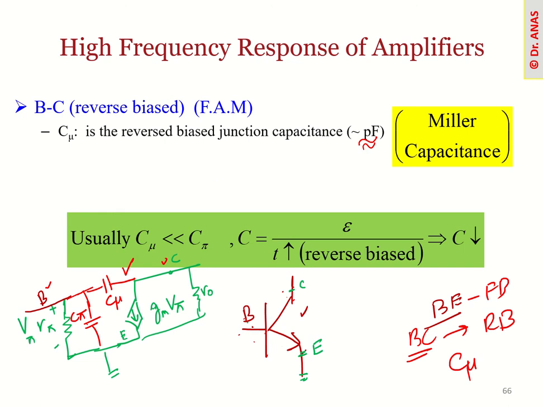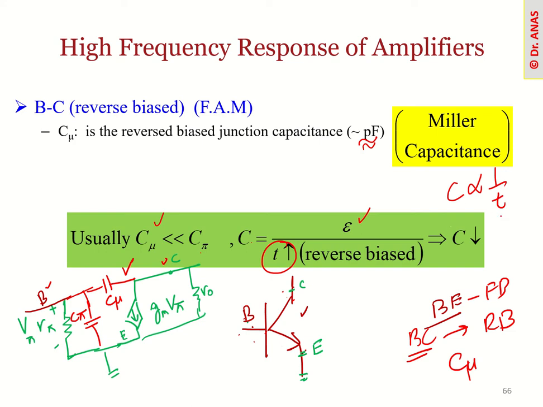One more thing is that usually the value of the C pi capacitor is much greater than C mu. This follows a general rule that the capacitance of a junction can be represented in terms of epsilon, the material properties, and the thickness of the junction. So capacitance is inversely proportional to the thickness of the junction.